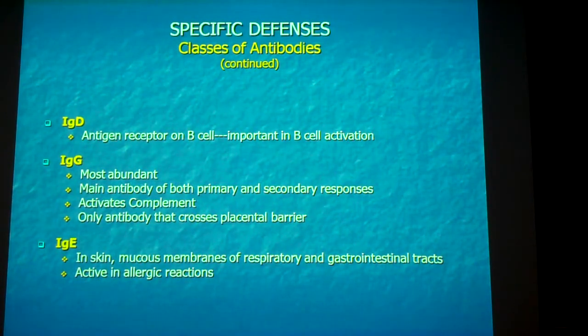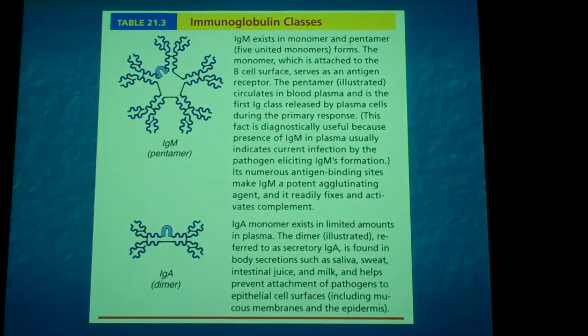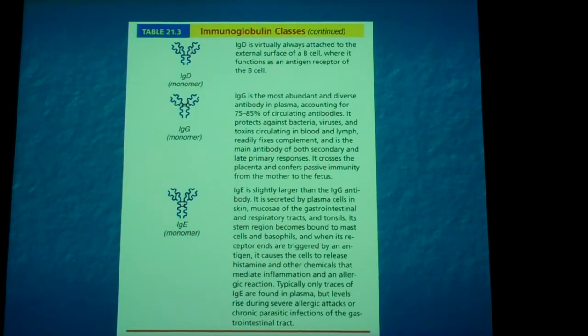IgDs are antigen receptors on B cells. The IgG, the G stands for immunoglobulin, by the way. These are the most abundant and the main antibodies in our antigen-antibody reactions. IgE is the one that is involved with allergies. So this is active in allergic reactions. These are just some of the configurations of them.